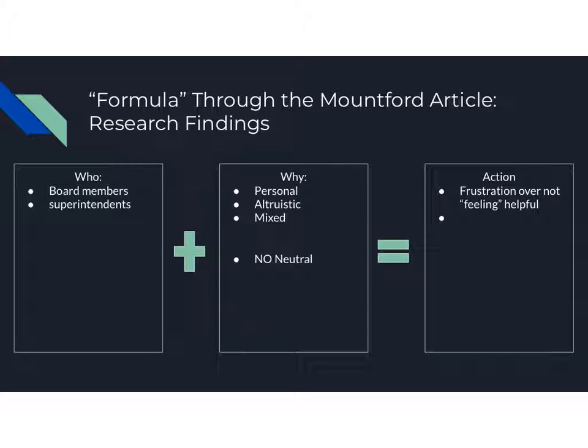And if you remember, what made this research different was that not only did the board members and the superintendent self-report, but they also reported on their perceptions of each other as well. And so some of the actions that we would see is you might find someone who sometimes has some frustrations over not feeling helpful, and that would really go more with the altruistic personality or motivation.